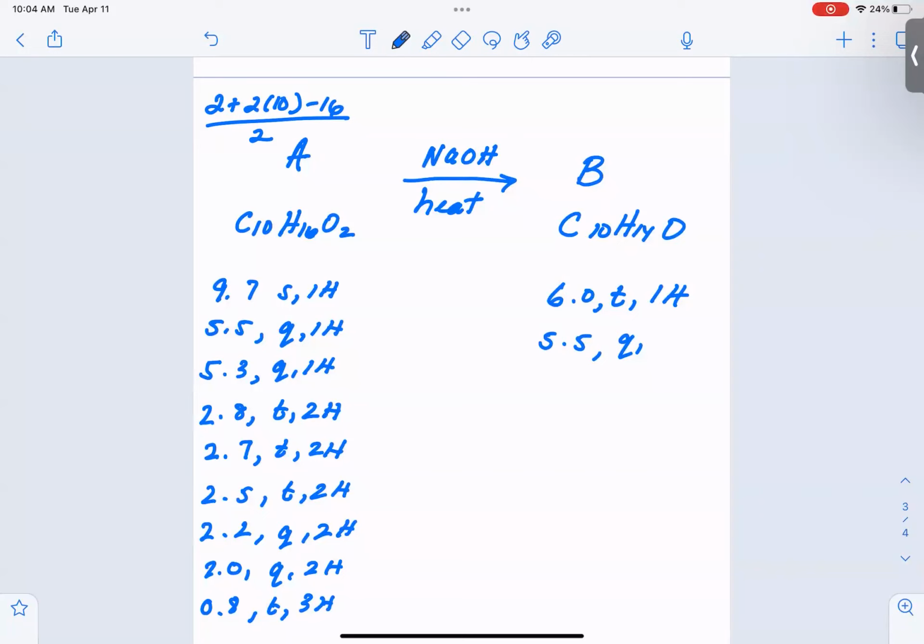There's 3 unsaturations, so it's 2 plus 2 times the number of carbons minus the number of hydrogens. There's no nitrogens, no halogens, and the oxygen doesn't count, divided by 2. So you should get 22 minus 16, which is 6, divided by 2, which is 3 unsaturations.